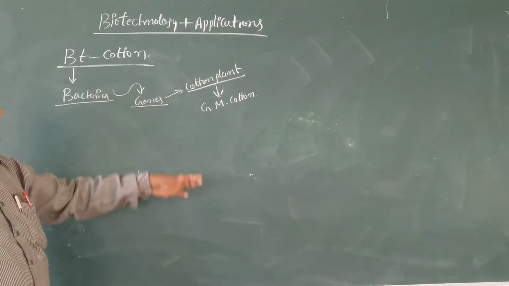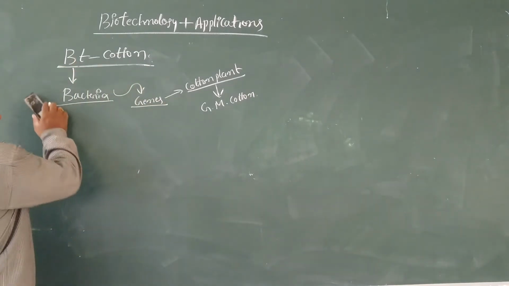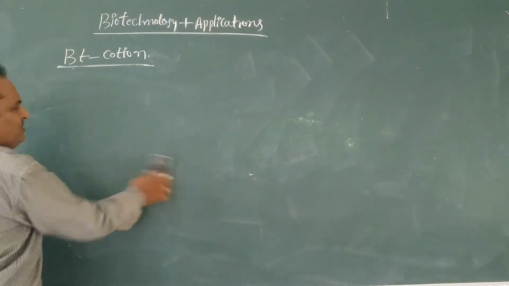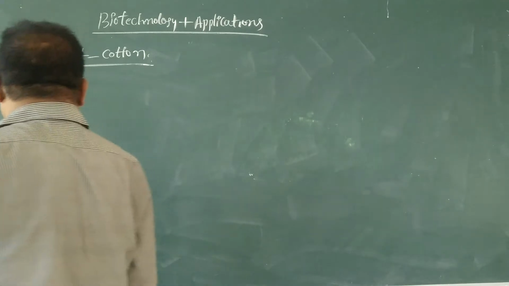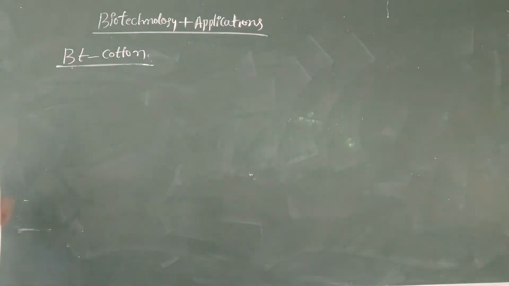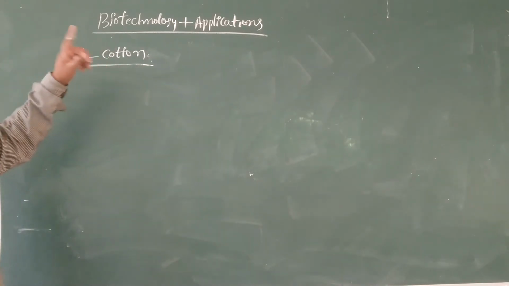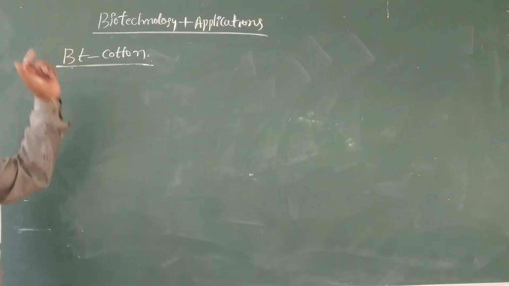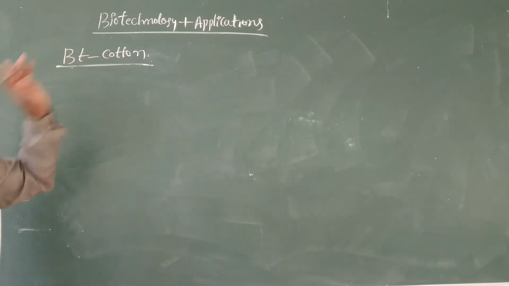Like that, the organisms which are obtained are called genetically modified organisms. Through the process of biotechnology, one plant is developed that is highly resistant to insects. The insect resistant cotton plant is developed, and that cotton plant is called Bacillus thuringiensis cotton.